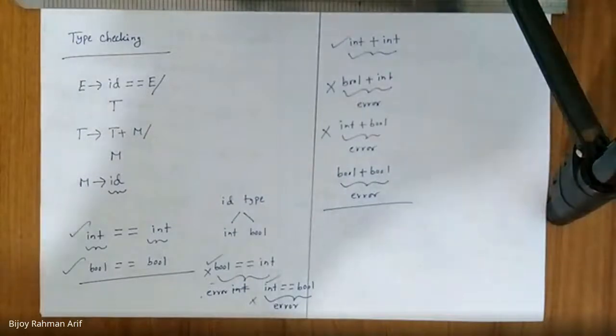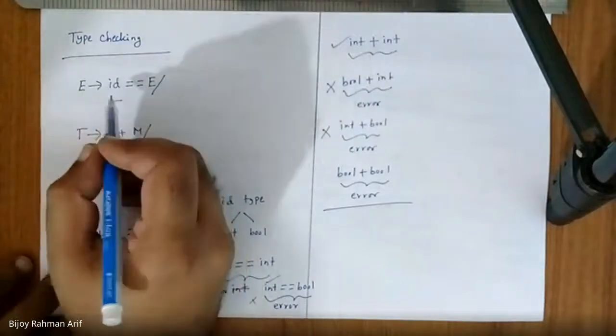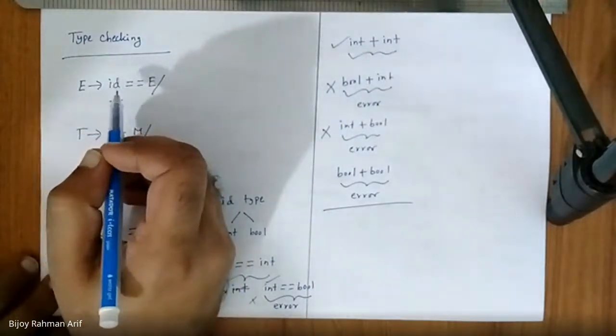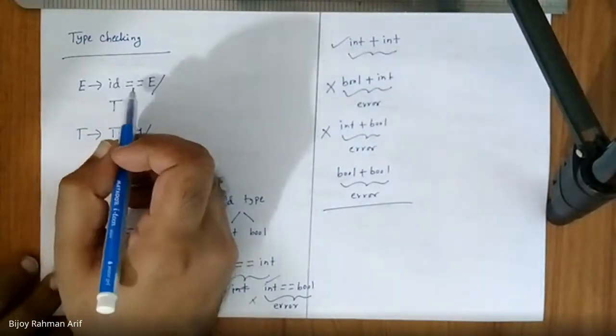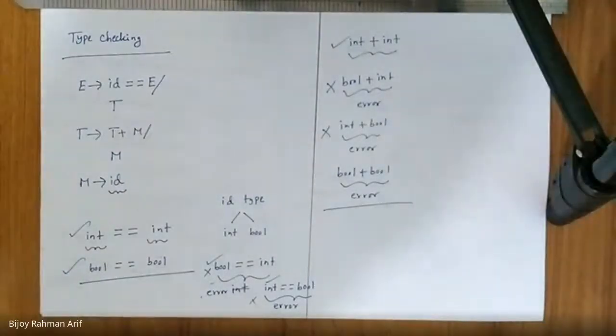All right. So how can you write the SDT? Tell me. Why don't you make it more complicated? Instead of giving ID equal to E, let's take it as ID. So what will be the type check? How can I compare this?